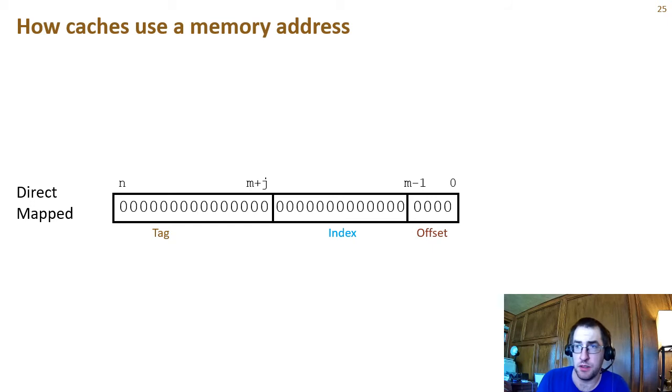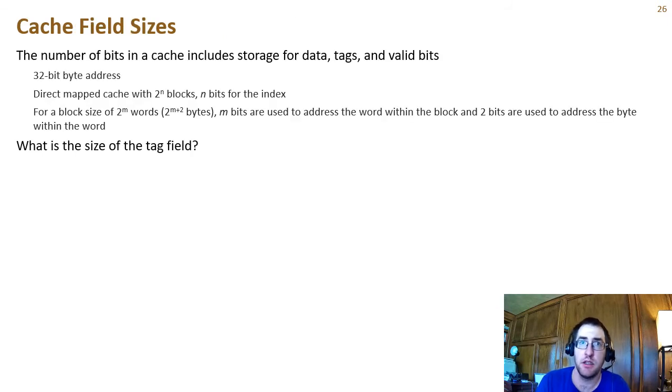Maybe going through some examples may help illustrate that a little bit more. So we've got those 3 fields. We've got m, j, and n. With those numbers we can calculate quite a few interesting things about the cache. We can calculate how large the cache is and how many bits it stores, not just of the data, but what its overhead is. So what are the tag bits?